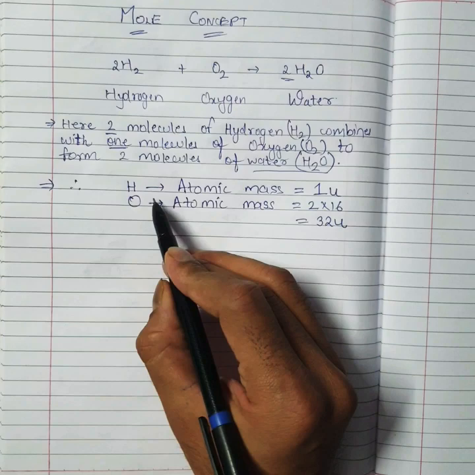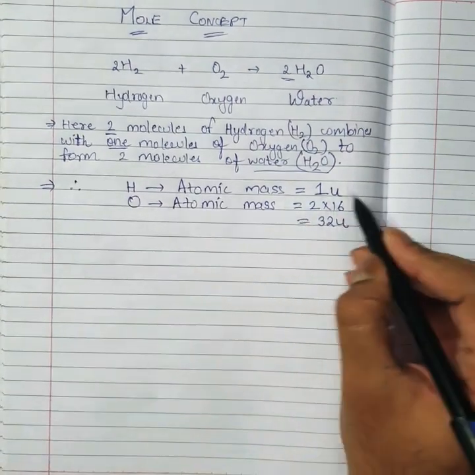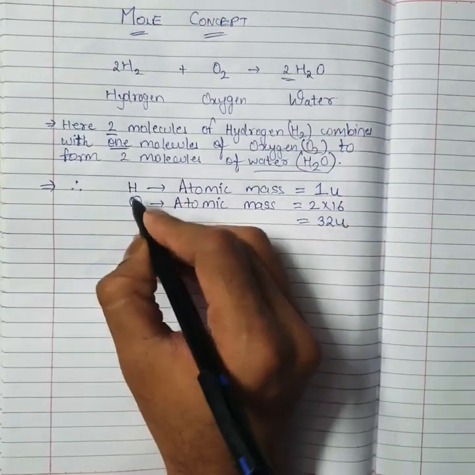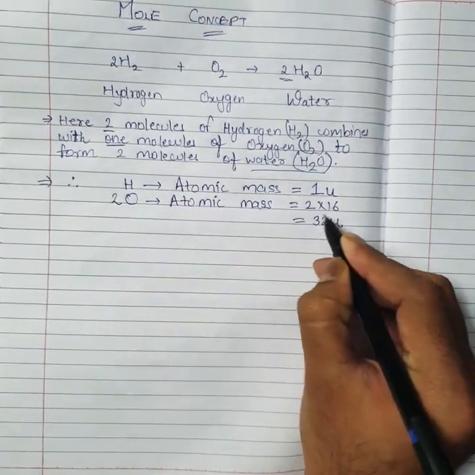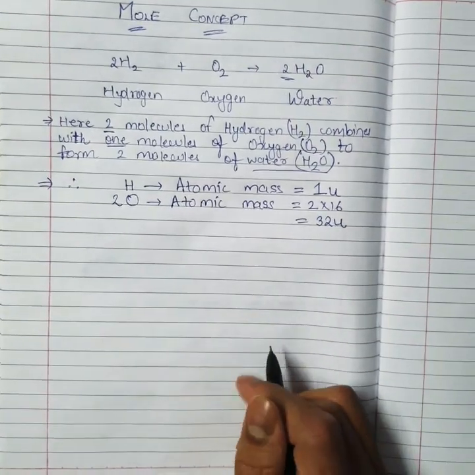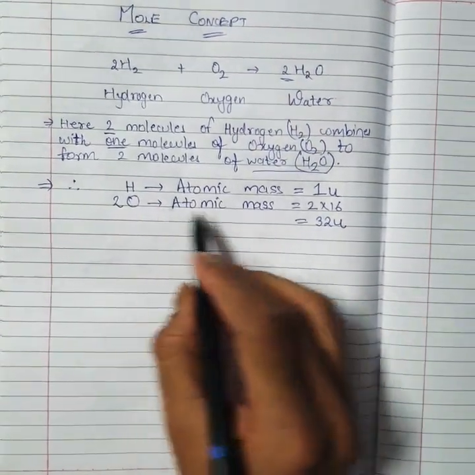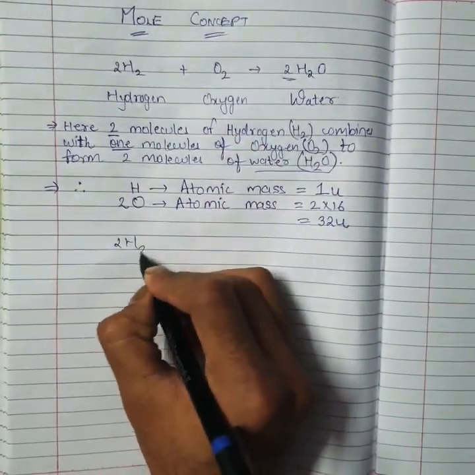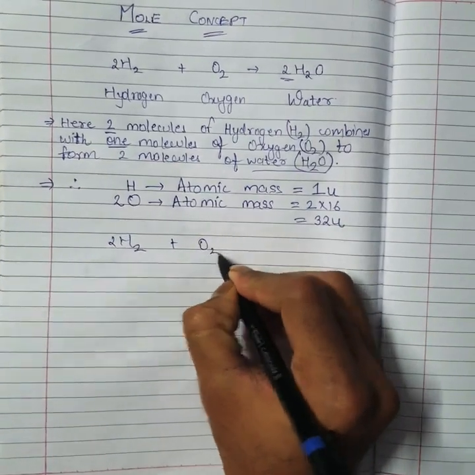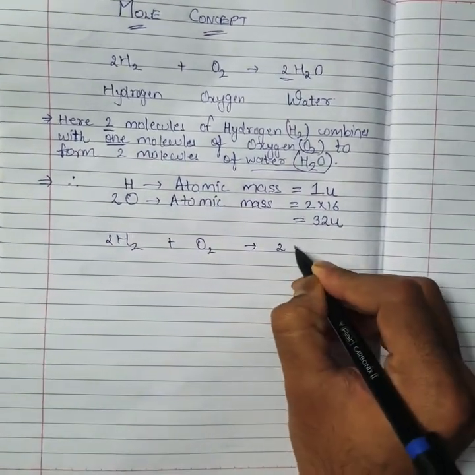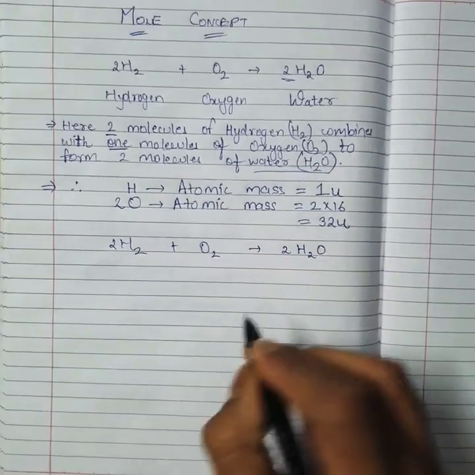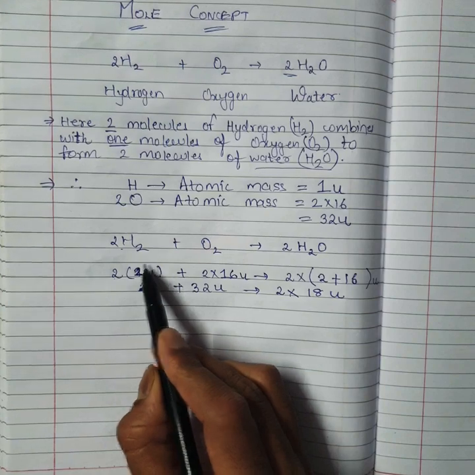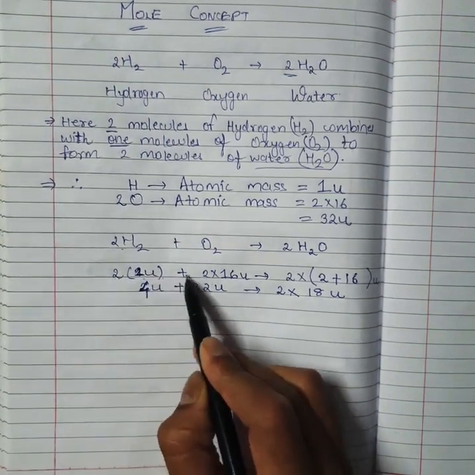So what is the atomic mass of hydrogen? That is 1U. What is the atomic mass of oxygen? That is 16, but here two oxygen atoms are present, so 2 into 16, that is nothing but 32U, right? So I will substitute this atomic mass in the above equation. That is 2 hydrogen when combined with oxygen will give you 2 times water, right?